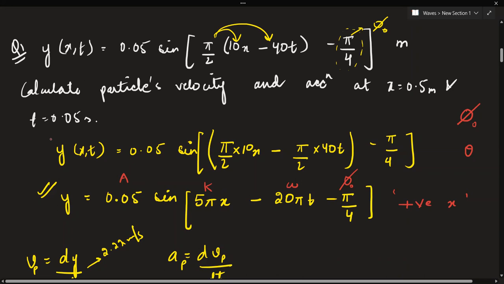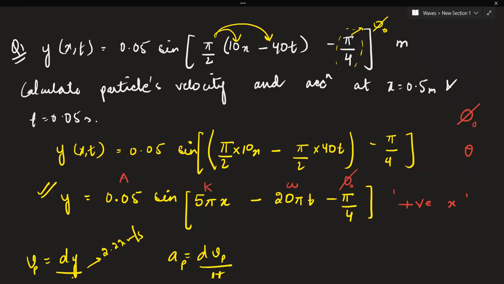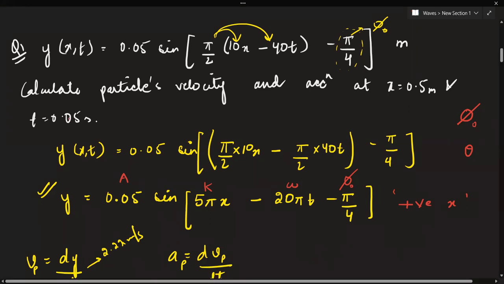If you get such questions, and if you are asked for acceleration, then whatever equation of velocity you are getting, just differentiate it one more time, because acceleration is the double differential of the displacement. So you'll differentiate it again, put the values of x and t, and see whatever the acceleration is. So you will be able to manage all these questions?